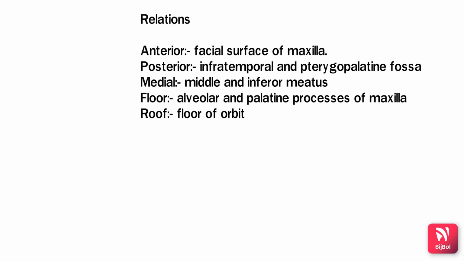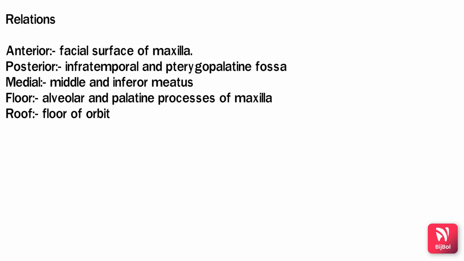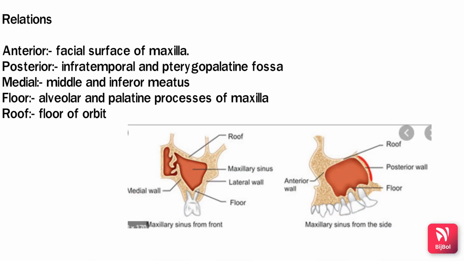What are the relations of maxillary sinus? As we have seen in this diagram, you can see the relations. The roof lies at the floor of the orbit. The floor lies at the alveolar process and palatine process of maxilla. Anterior wall is the facial surface of maxilla. The posterior wall is the infratemporal and the pterygopalatine fossa. Medial is the medial and inferior meatus. So these are the relations of the maxillary sinuses. In this diagram you can see both the front view and the side view.